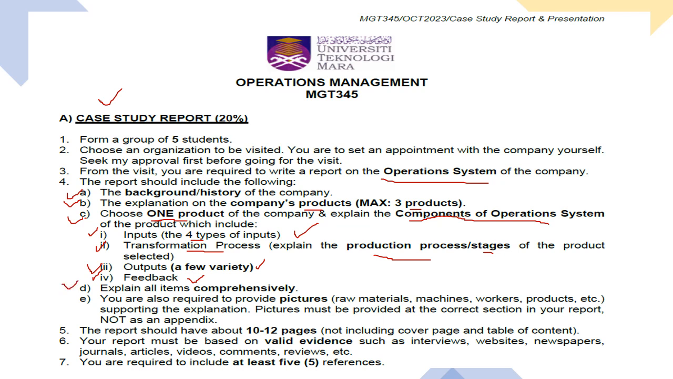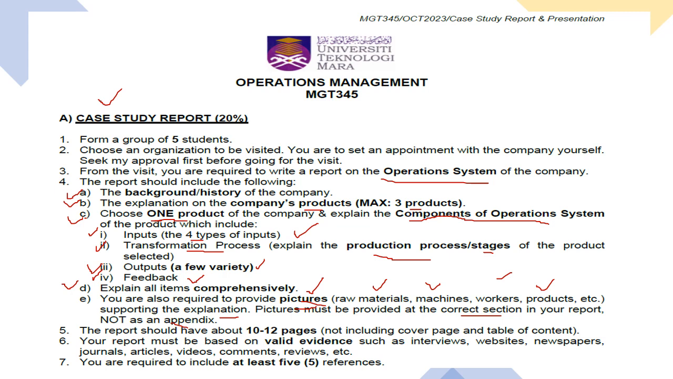Item T here meaning that from item A until C, you have to explain in detail. Okay. And you are also required to provide pictures. Pictures of what? Raw materials, machines, workers, products, and many more. Okay. So these pictures are to support your explanation. So pictures must be provided at the correct section of your report, not as an appendix. So make sure you put the pictures at the correct section.